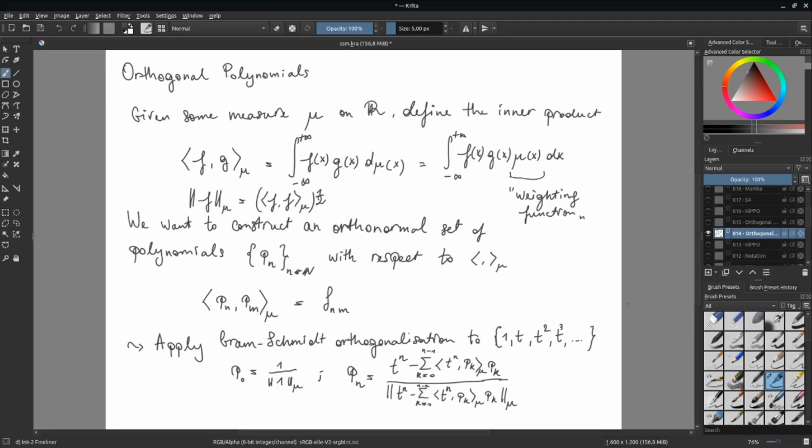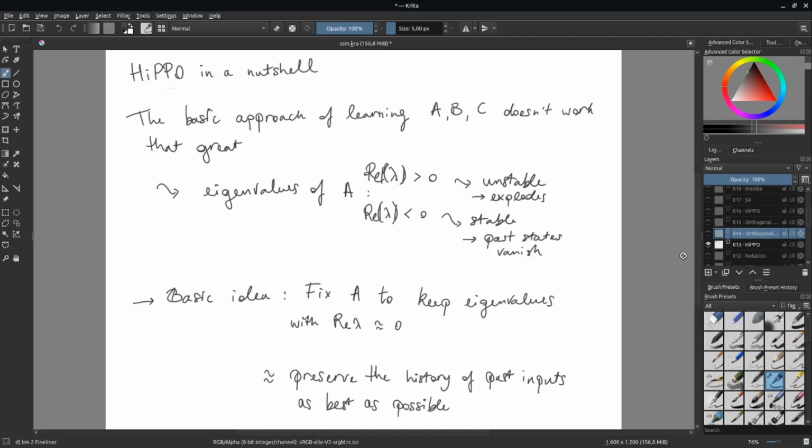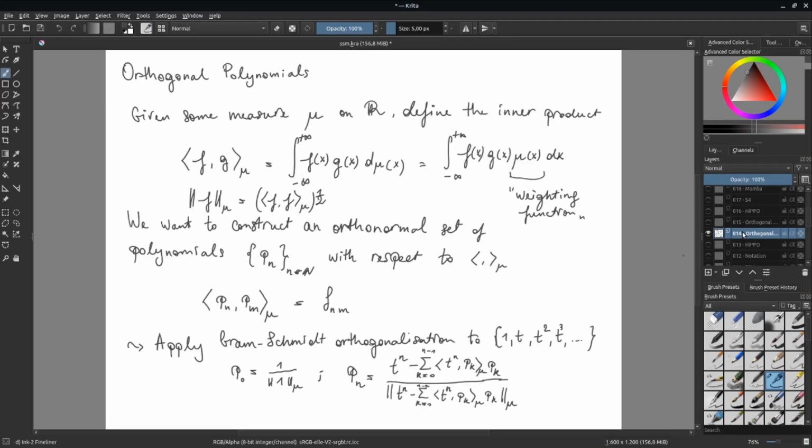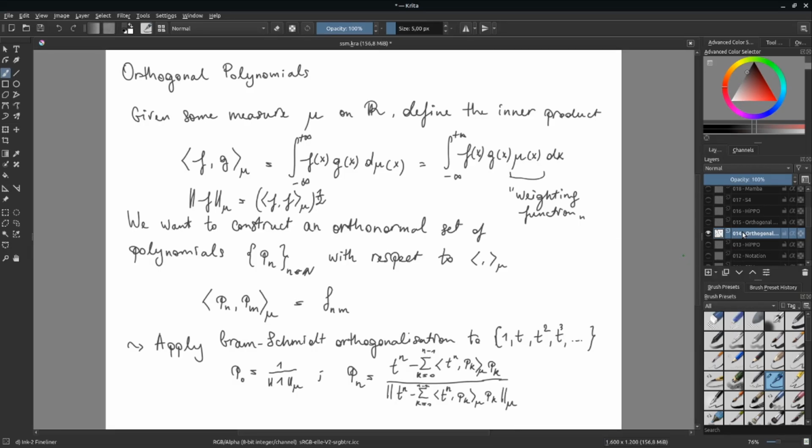So the approach they follow in Hippo is: okay, let's try and fix A. Instead of taking some random A for the state equation, we're going to pick a specific A in such a way that we keep the history of the inputs in some sense. The way they do that is, suppose at some time t, I want to preserve the previous values of my input u, maybe up to infinity, maybe only to some threshold, but I want to preserve some of the history.